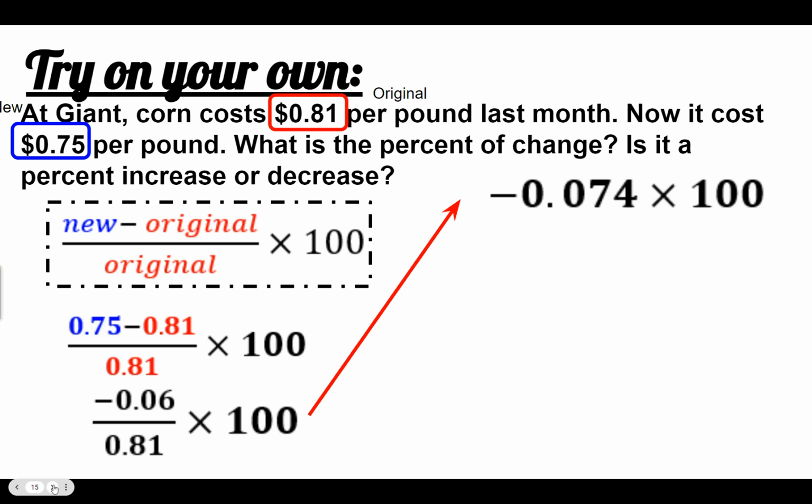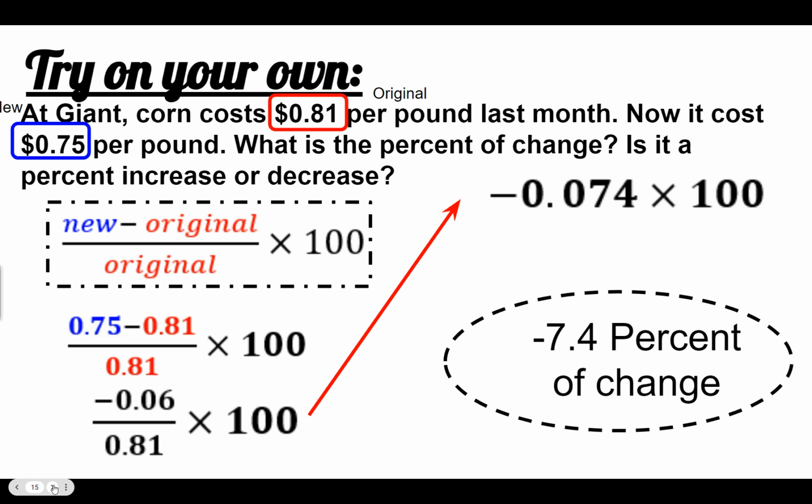Finally, we'll multiply it by 100. We get negative 7.4% of change, but we're going to label it with increase or decrease. And we did say earlier on this was a decrease in the price. So this is a percent of decrease. So because we're using the word decrease, we don't need the negative anymore. We can drop it and just say 7.4% decrease.